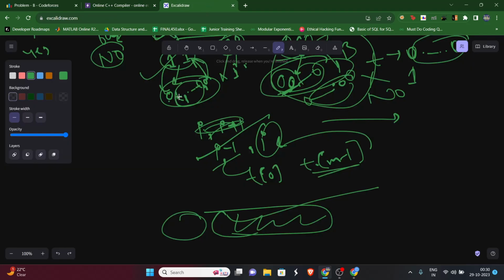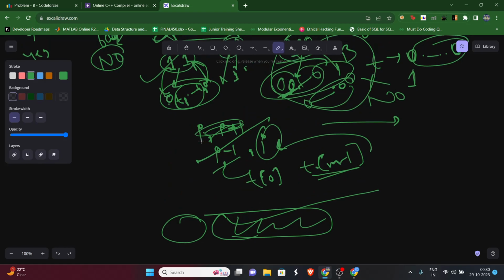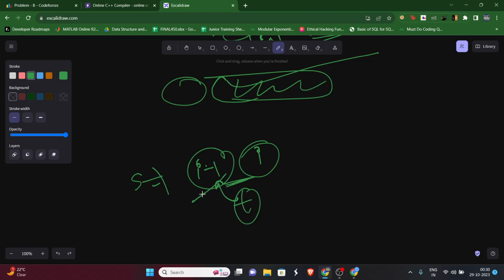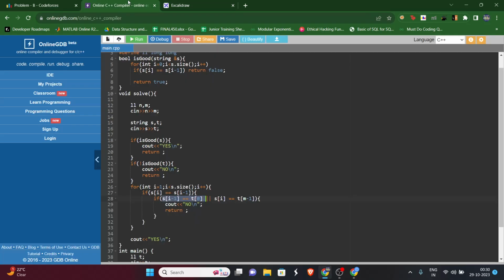That's why I have considered here i minus 1 and i, because in this solution these are the two consecutive characters of s we are choosing, and we are inserting t over here, so the first element, that is t0, should not be equal to s at i minus 1, and the last character, that is t of m minus 1, should not be equal to s of i. That's what we have written over here. It should not be equal to, right? But if it is equal, then we can simply return no. So if it's equal to the first character, or s of i is equal to the last character of t, then we can simply print no and return.